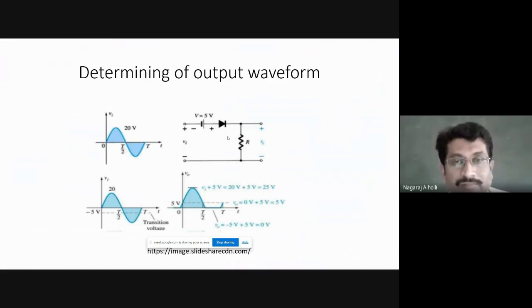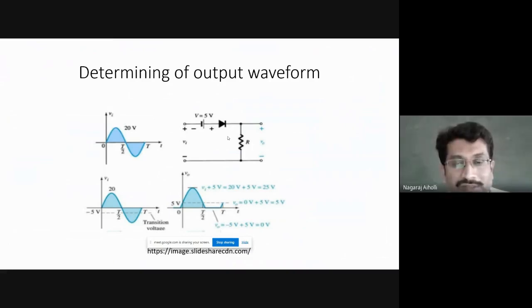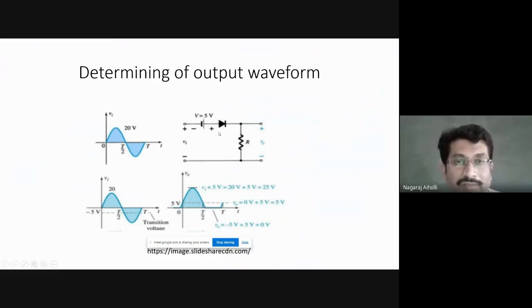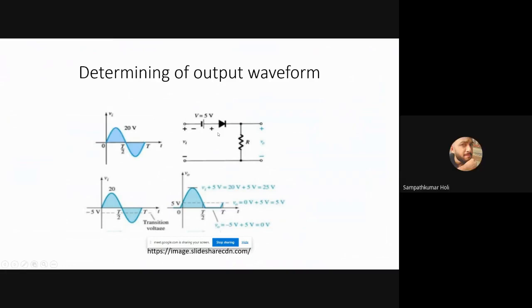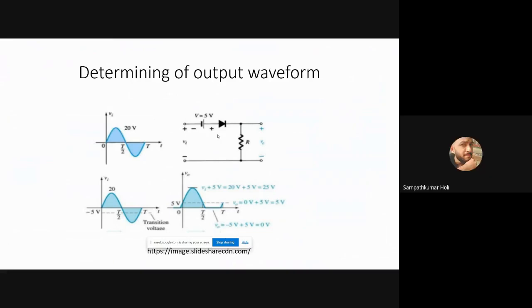Getting the point, Sampath? Yes, okay. So when VI is minus 5 volts, minus 5 plus 5 is 0 volts. Suppose for minus 6 volts, minus 6 plus 5, it will be minus 1 volt. Suppose for VI minus 7 volts, minus 7 plus 5, minus 2 volts. So minus 2 volts, minus 1 volt means it is in reverse biased only, correct? Negative voltage will be at the positive of the diode, so it will be reverse biased only. Sampath, anything else to ask? No, sir.